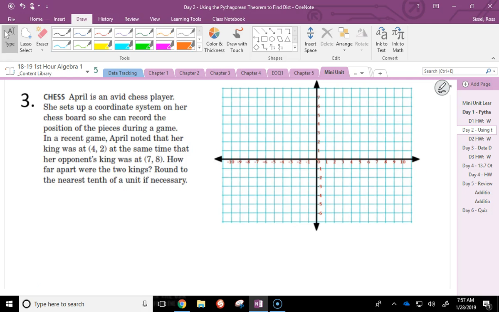Alright, so number 3, chess. April's an avid chess player. She sets up a coordinate system on her chessboard so she can record the position of pieces during a game. In a recent game, April noted that her king was at 4, 2 at the same time as her opponent's king was at 7, 8. If you are an avid chess player, when they do strategies, they do want to know the distance between their pawns and kings and pieces. So she wants to find out how far apart they are. So she'd first take her points, 4, 2 and 7, 8.